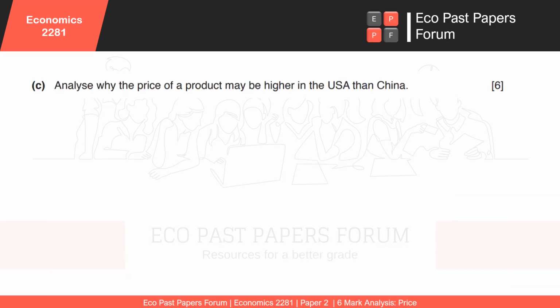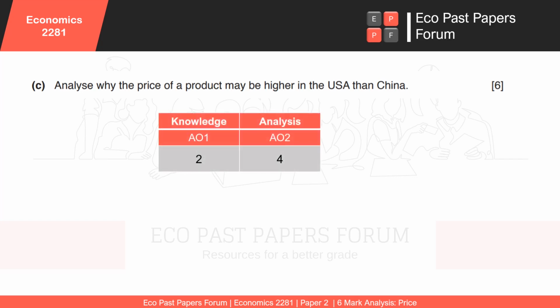Having recapped the concepts, now let's dig right into the question. This is a 6-mark question with a command word of analyze. Let's look at the marking scheme. The 6 marks are divided into 2 marks of knowledge and 4 marks of analysis. AO1 is knowledge and AO2 is analysis.